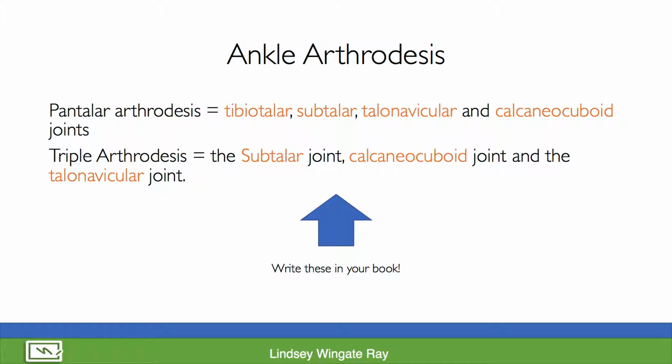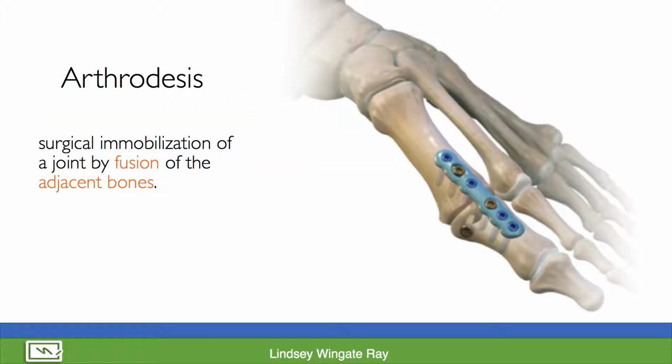A triple arthrodesis is the subtalar joint, the calcaneocuboid joint, and the talonavicular joint. Here's a picture of an arthrodesis done in the foot for immobilization of the adjacent bones. As you can see, two bones are being fused together with one plate. And that's all for the musculoskeletal system. Make sure to study before taking your final quiz.